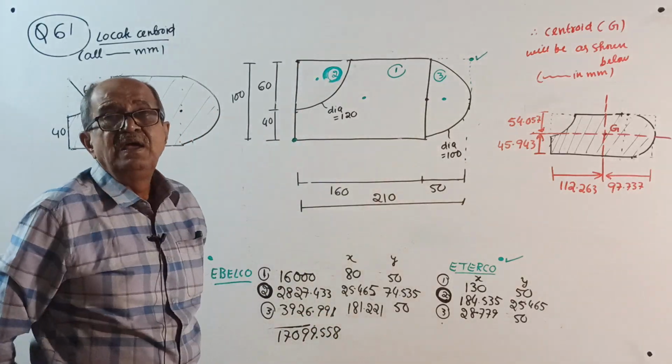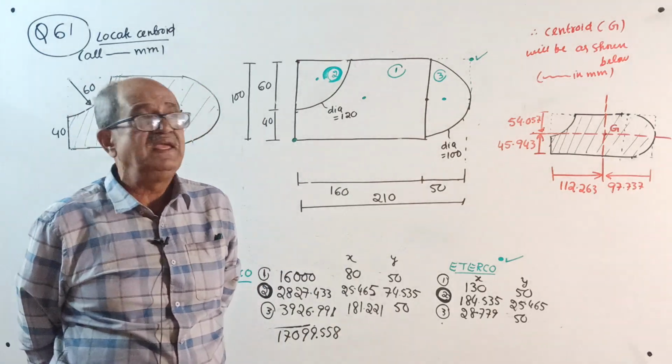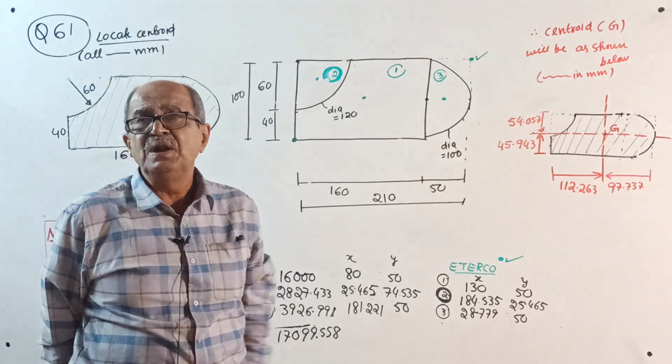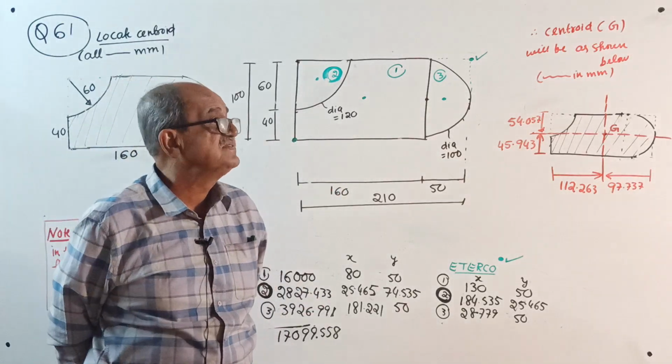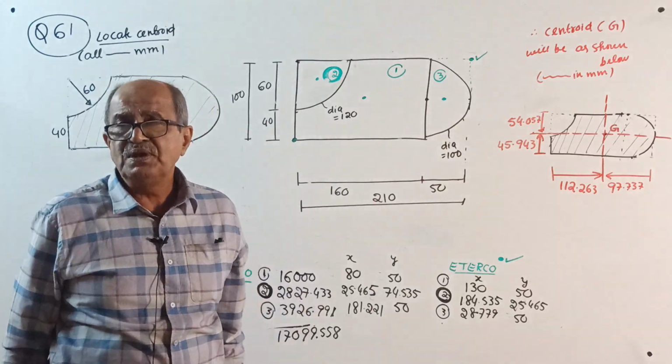In the formula, total area is A1 minus A2 plus A3. x bar is a1x1 minus a2x2 plus a3x3, y bar is a1y1 minus a2y2 plus a3y3.